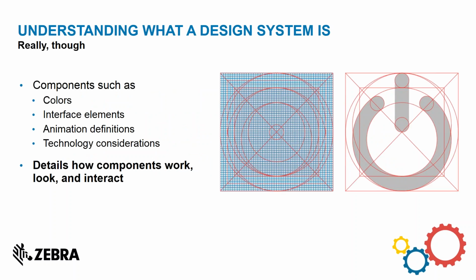So that's sort of theoretically, but what is it really? Really, what makes a design system are the different components that come together in a framework, so that the components such as colors and animations, how they work together, how they look and interact, are unified. And design systems are actually not something new. They've been part of the design world for a long time, and I'm going to go over some examples to help you understand what I mean when I'm talking about a design system.